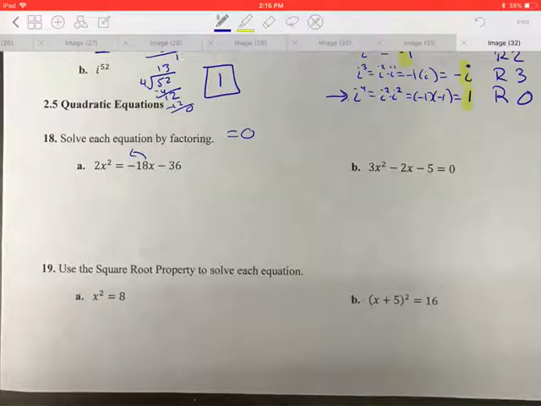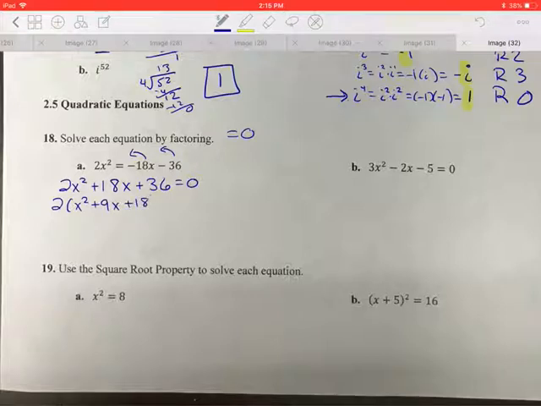So for this problem, I'm going to move these terms over. I like my squared term to be positive. So I'm going to move everything to this side, and remember, if I change sides, I change signs. So my first step is to look for a GCF. It looks like I can factor out a 2. And remember, this is an equation, so we want to keep putting it equal to 0 as we go.